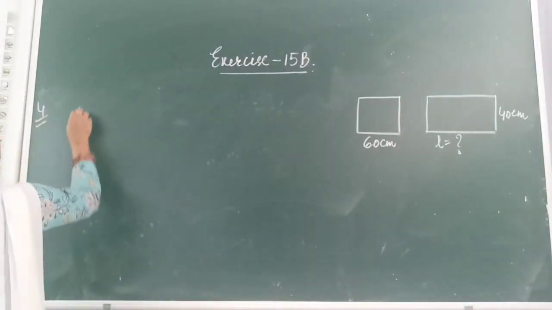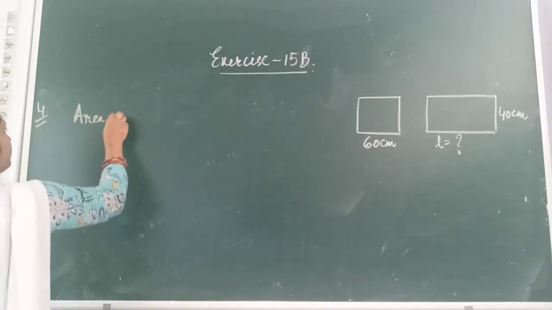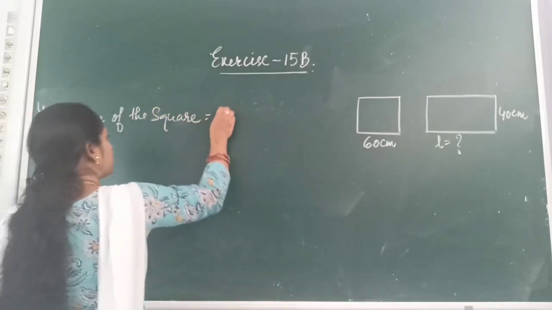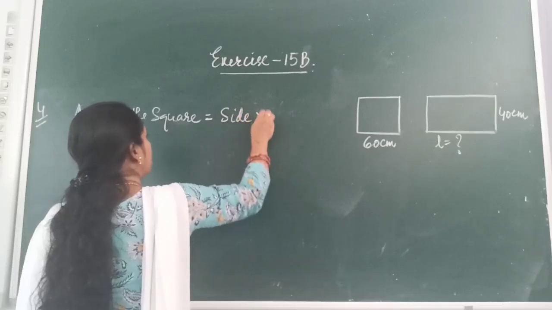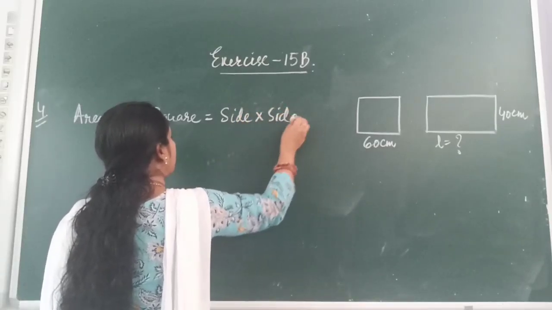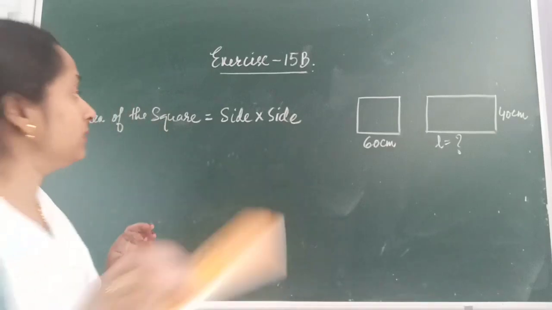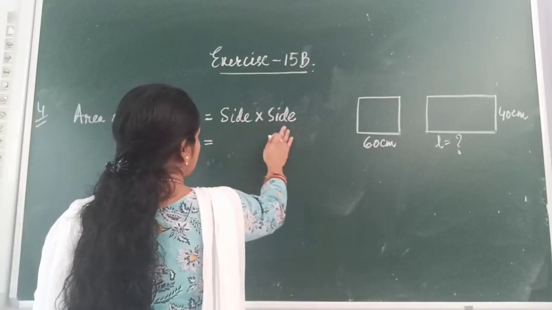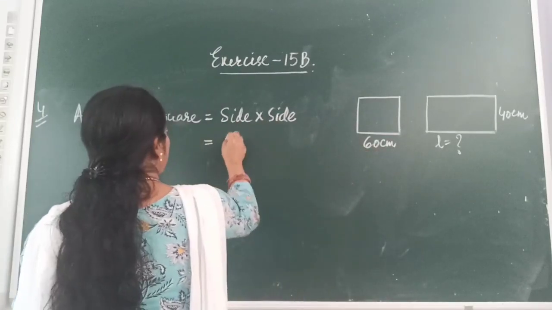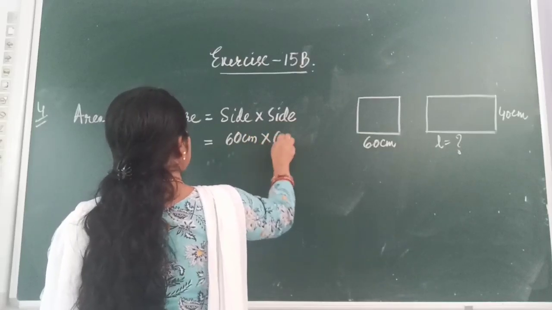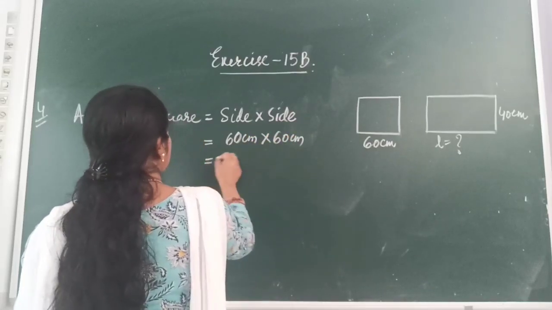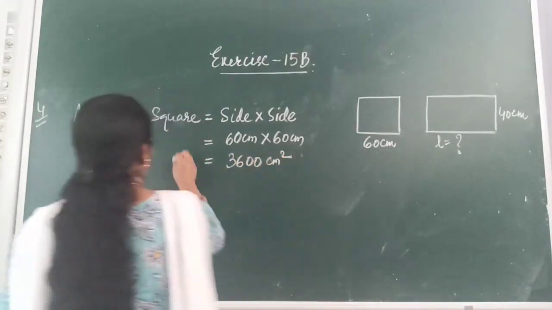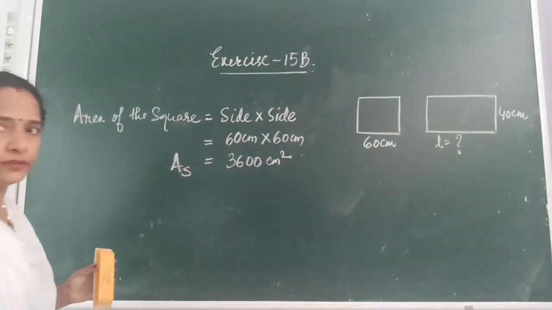So first of all, find the area of the square. We know the area of the square formula is side multiplied by side. Whenever you solve these sums, always first write down the formula and then put the values in it. Length of each side of the square is 60 centimeter. So 60 centimeter multiplied by 60 centimeter is 3,600 centimeter square. So this is the area of the square.